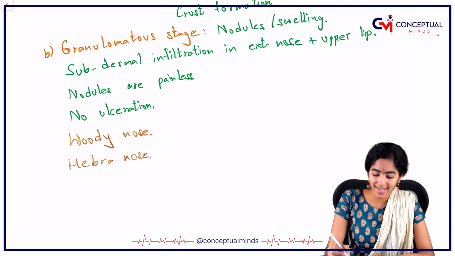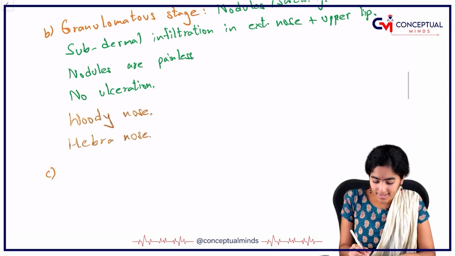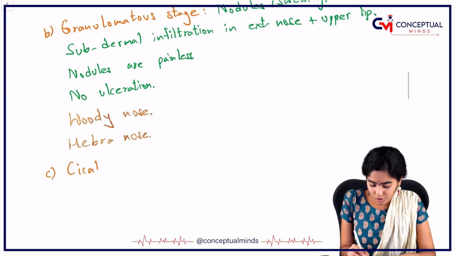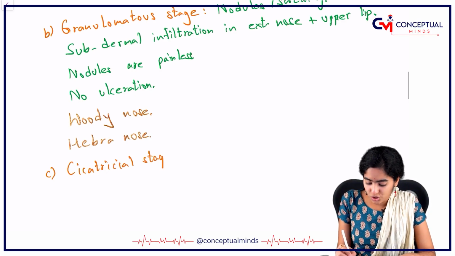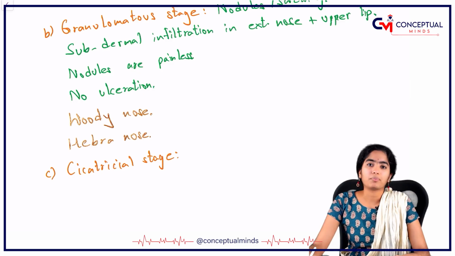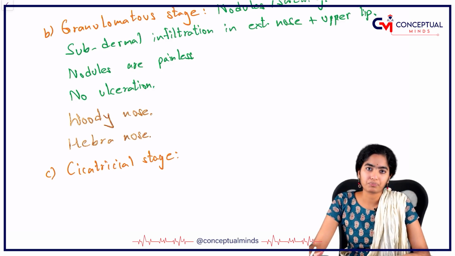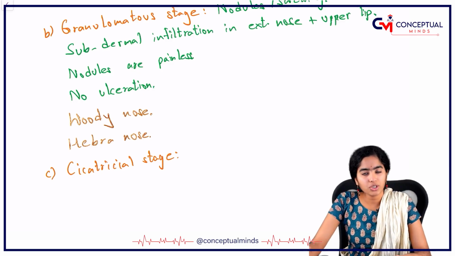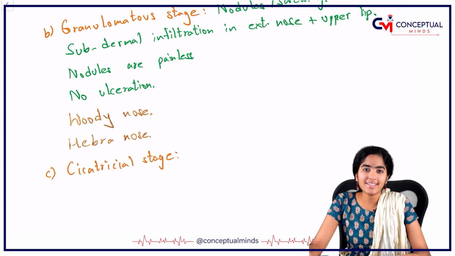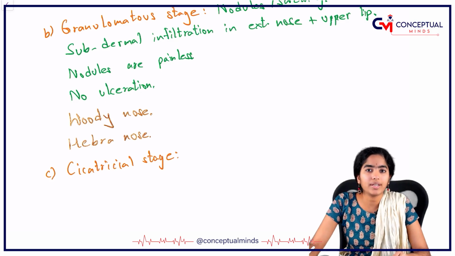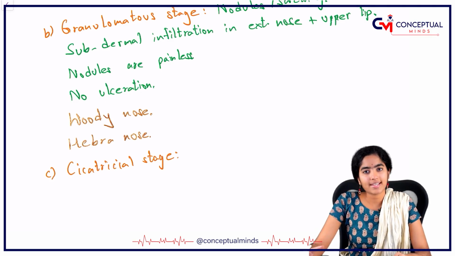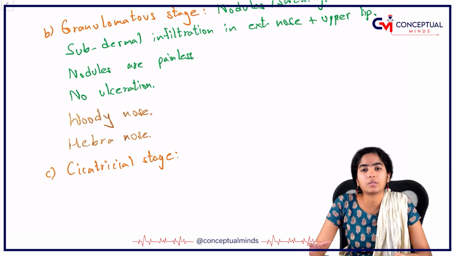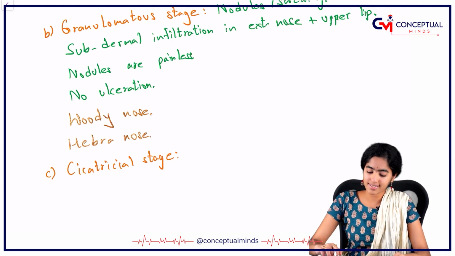Let us move on to the next stage, which is called the cicatricial stage. In the cicatricial stage, there is healing and scar formation by fibrous tissue. But there is contraction of the fibrous tissue, which is called cicatrization, that leads to stenosis, narrowing, and also stricture formation. Adhesions and strictures and stenosis are the main characteristic features of this stage.